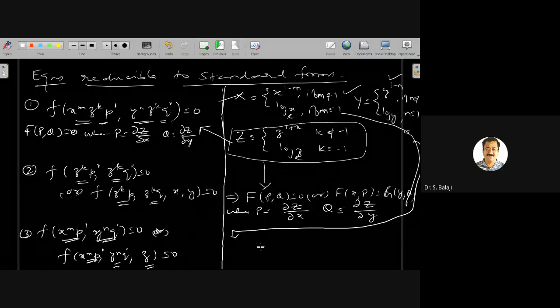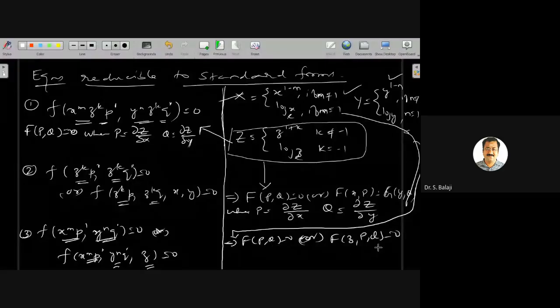X and y substitution means p comma q, or z, p, q form here. Therefore, these equations can be converted as f of pq equal to 0, or f of zpq equal to 0 here. This is the first type, second type, or fourth type here. Therefore, in that manner we can convert.